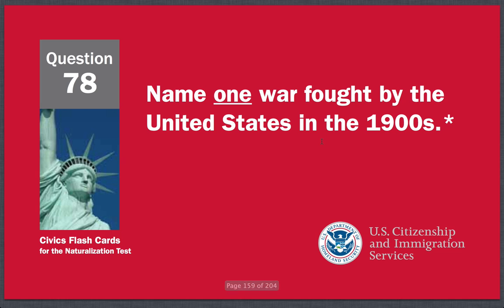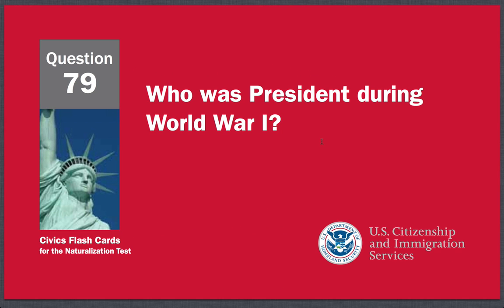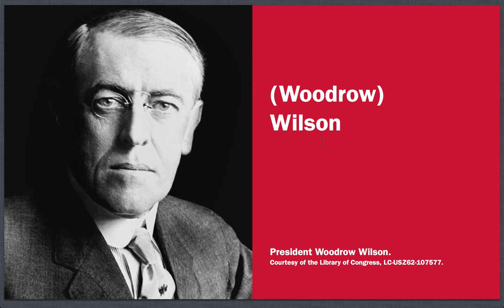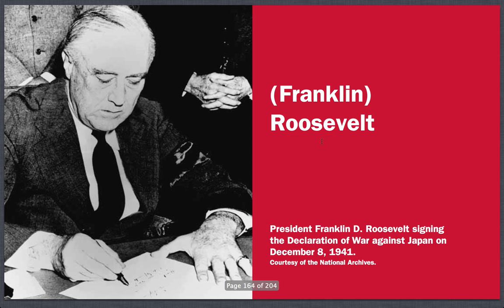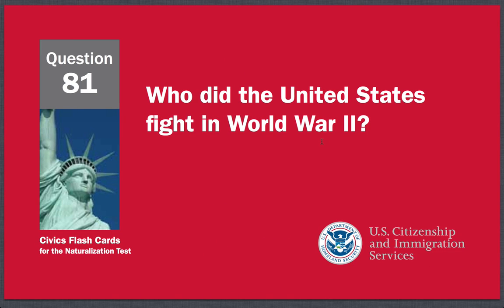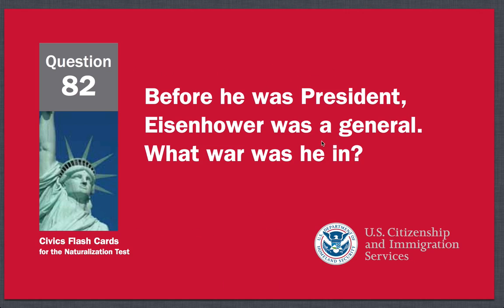Name one war fought by the United States in the 1900s: World War One, World War Two, Korean War, Vietnam War. Now you have the Gulf War, and we have more added, but they didn't put it there. Who was the president during World War One? It was Wilson. And who was the president during the Great Depression and World War Two? It was Roosevelt, famous Roosevelt. And who did the United States fight in World War Two? It was the Nazis. Japan, Germany, and Italy, but mainly known are Japan and Germany.